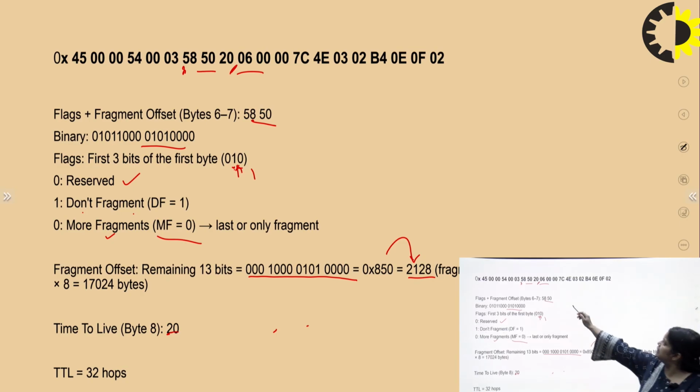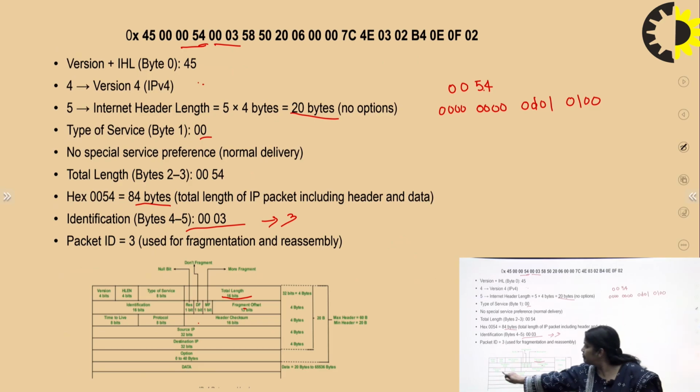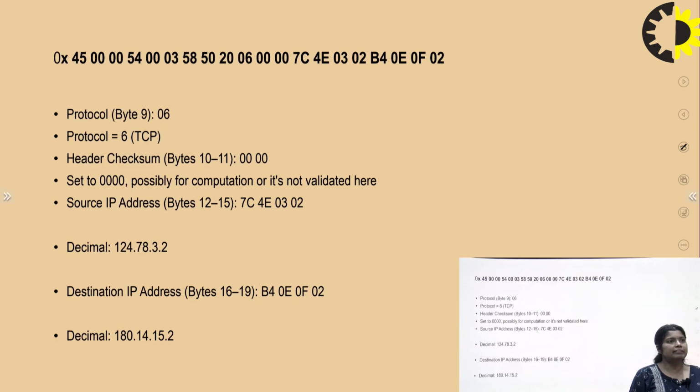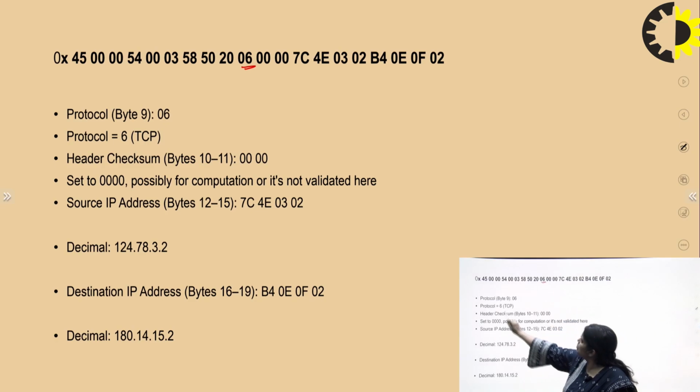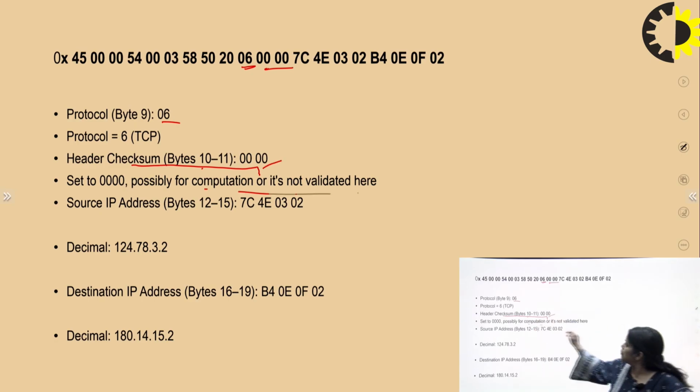Next is the TTL. TTL is 32. You can see here, time to live is an 8 bit value. So the 8 bit value is 32. Directly you can write it there. Next is the protocol. Protocol is here, that is a 06 protocol value, which tells which type of protocol you are using. Next is the header checksum for error detection and correction, because it is 16 bits. So 0000 will be there for the computation.